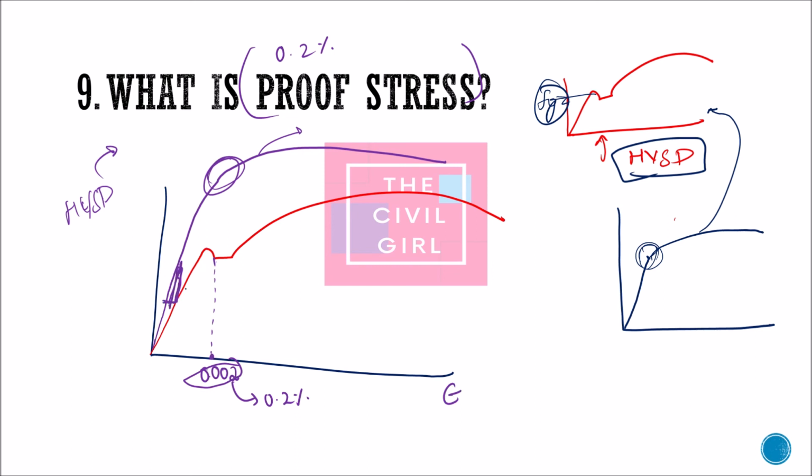The slope of this curve and this curve will be equal. In order to show the difference between them, I have drawn like this, but in reality the slope will be equal. So we'll have to draw a line in such a way that it has the same slope as both these lines. The point where this intersects will give us the Fy value.